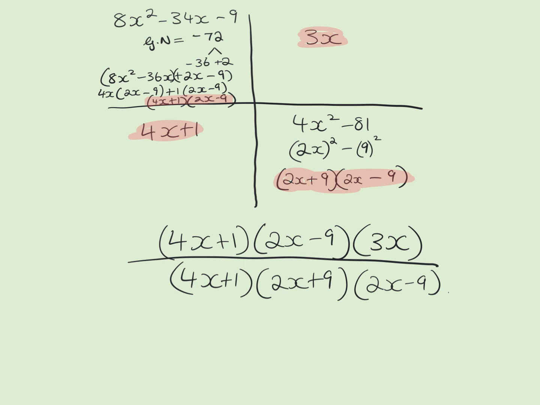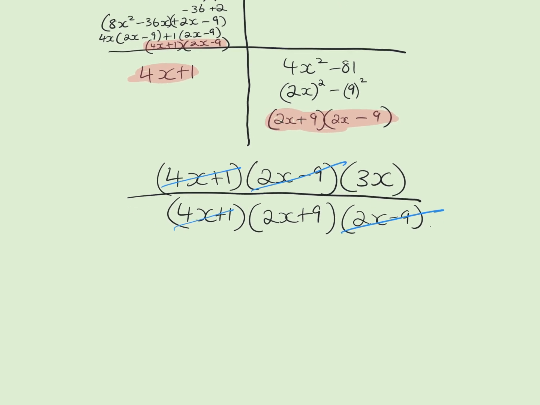So let's cancel what I can. I have a 4x plus 1 over 4x plus 1. I have a 2x minus 9 here and a 2x minus 9 here. Remember, I can only cancel these because they are products. Finally, what I have then for my answer is going to be 3x all over 2x plus 9.